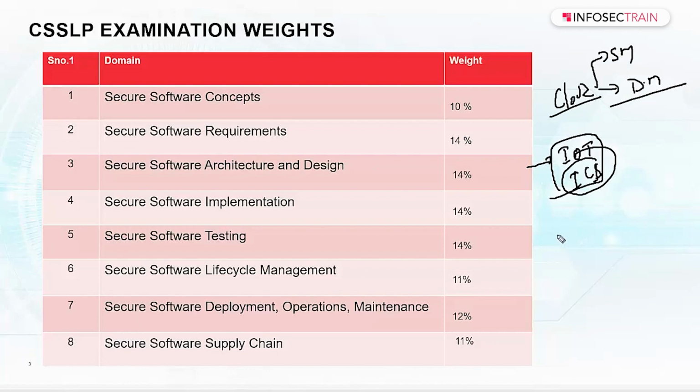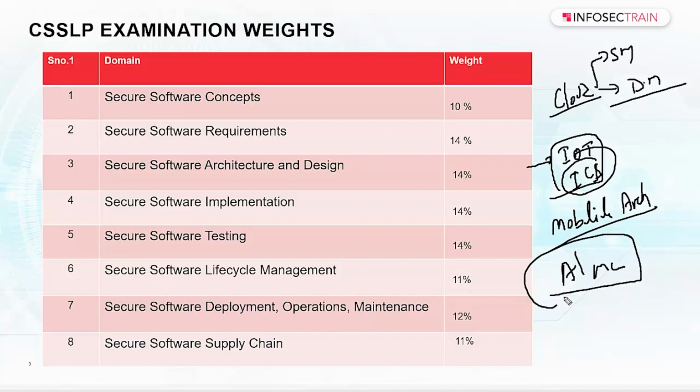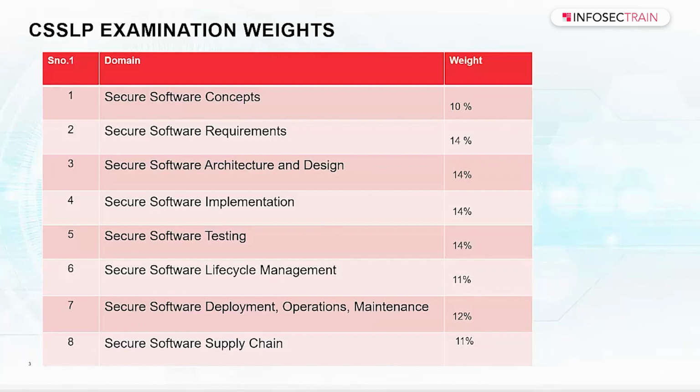Then we also cover in domain 3 mobile architecture. Mobile architecture is also very important. Along with that, HSM, and a new topic called AI and ML, artificial intelligence and machine learning. So these are some of the areas we have in domain 3, which is secure software architecture and design.